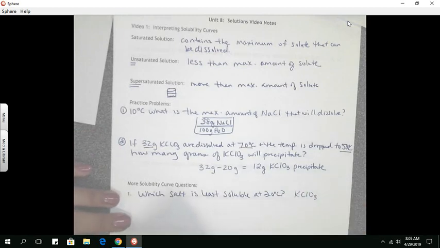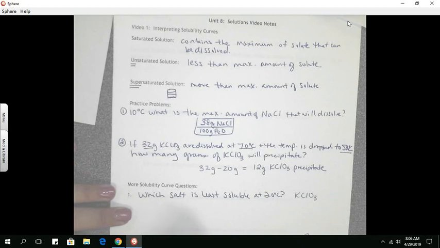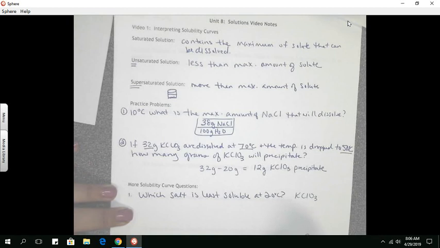Alright, so our final question for today's video, we have 30 grams of potassium nitrate that are dissolved in our 100 grams of water at 50 degrees. Now the question is this: is this solution saturated, unsaturated, or supersaturated?